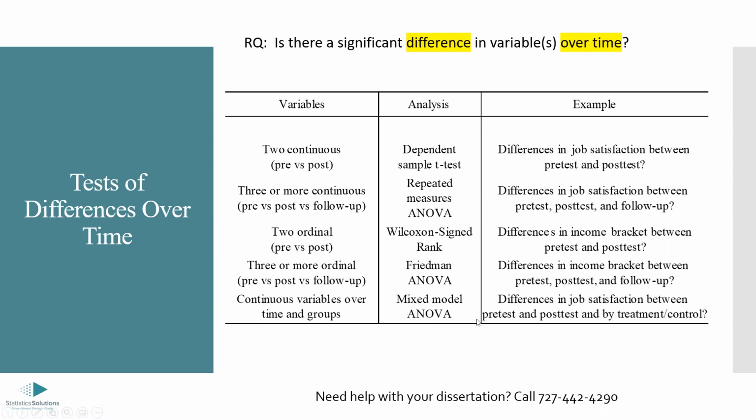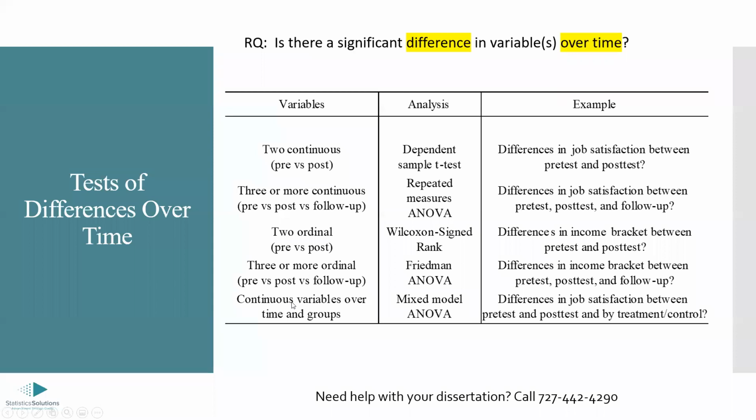That is when you would use a mixed model ANOVA, and you need a continuous dependent variable to run that. So there are 3 effects you need to look for in a mixed model ANOVA. You need to look for what's called the within effect. That's assessing if you have differences over time. You need to assess the between group effect. That's telling you, do you have differences between your groups, meaning treatment and control?